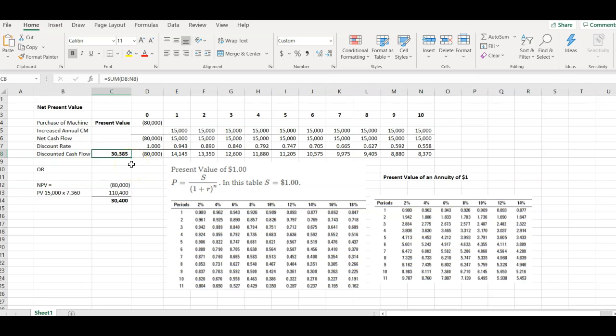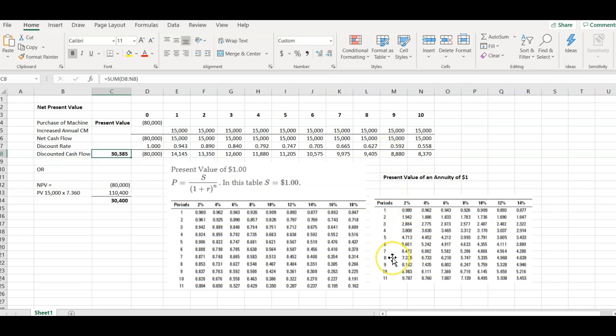Okay, so now let's look. The first thing you would notice when you were doing this problem is that this cash inflow is the same every year. So if it's the same, then we can use an annuity factor. Okay, an annuity says that the same amount of money comes in every year for however many years. Okay, and in this case we've got 10 years.